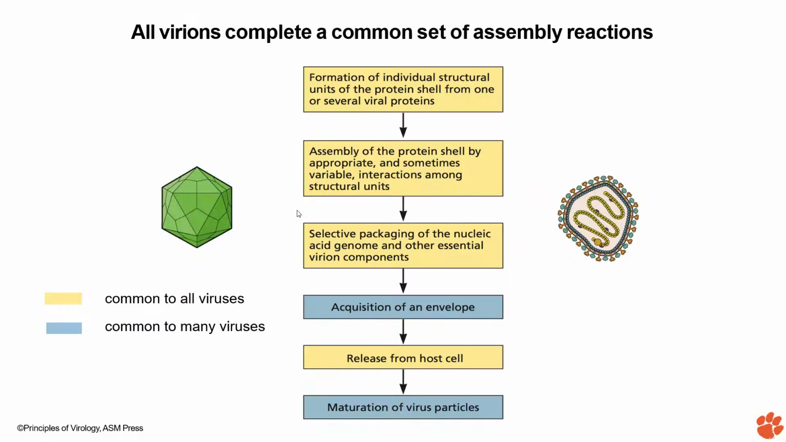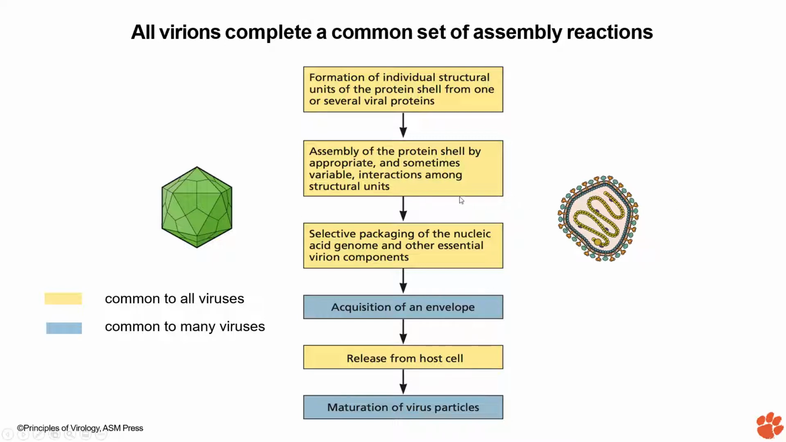So here is a general scheme, which is the complete set of common reactions that you have. Very self-explanatory: formation of structural units of the protein shell from one or several proteins. One protein is the simplest case, like a parvovirus, where you have just one capsid protein. That's it. Other than that, every other virus will have multiple proteins, in some cases many of them, if not hundreds, probably hundreds plus in the giant viruses.